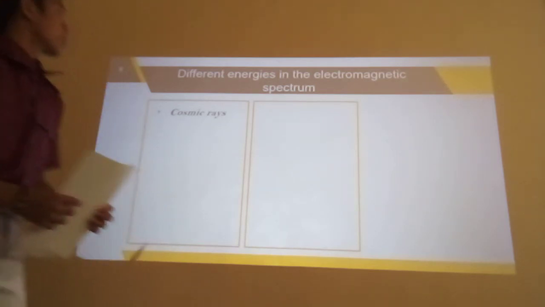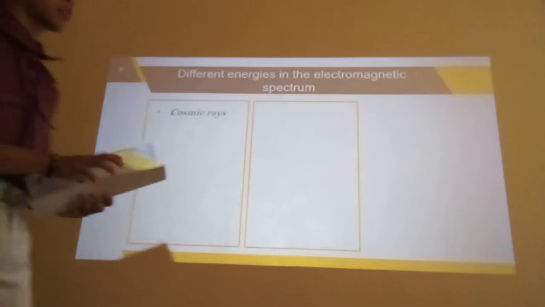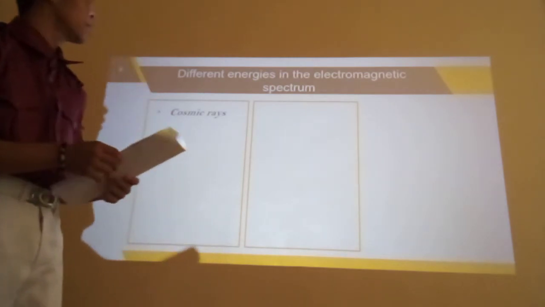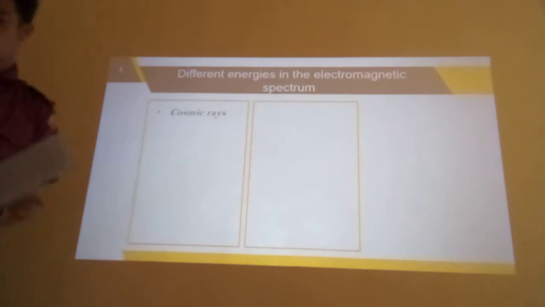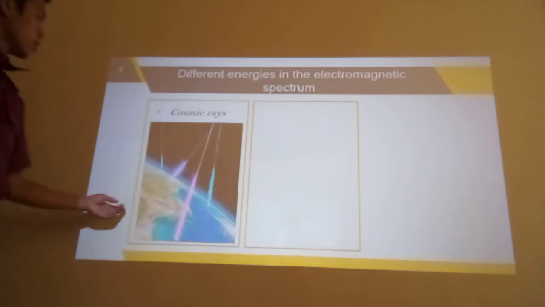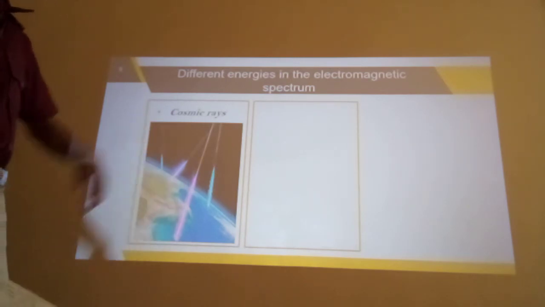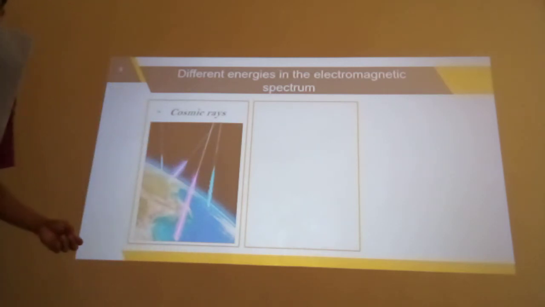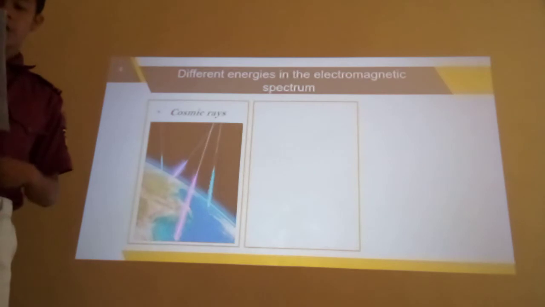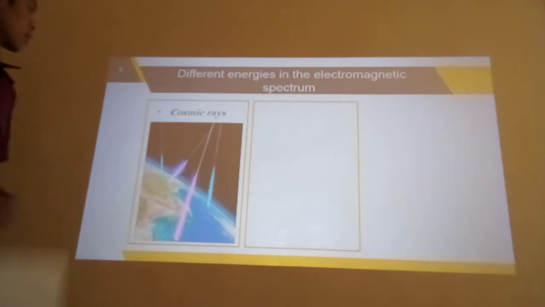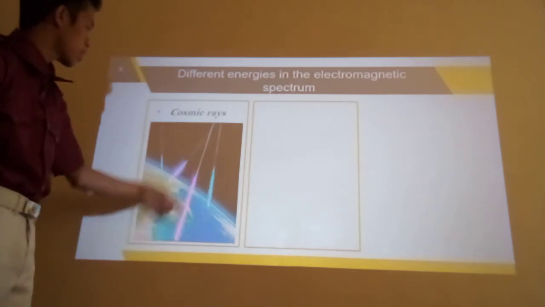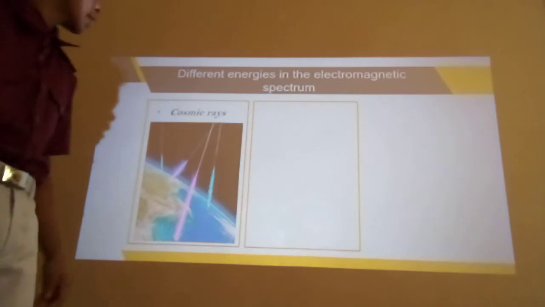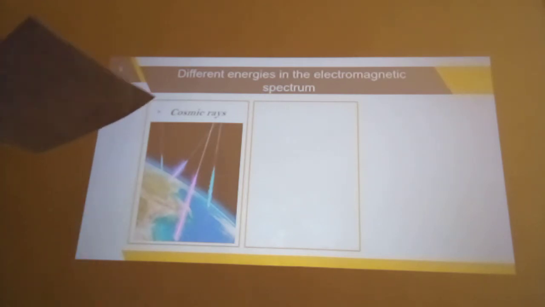There are different energies in the electromagnetic spectrum. Number one is the cosmic rays. This is the example of cosmic rays in the electromagnetic spectrum. Cosmic rays are highly energetic atomic nuclei or other particles traveling at a speed approaching that of light. As you can see, it is very light and bright.